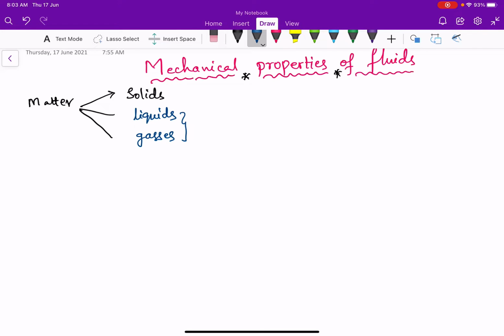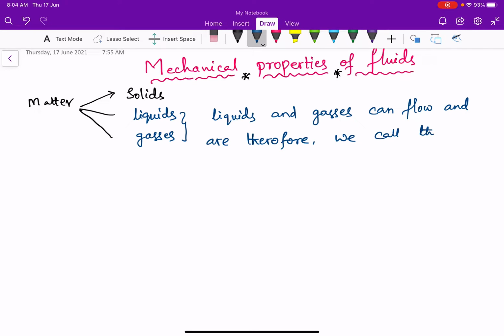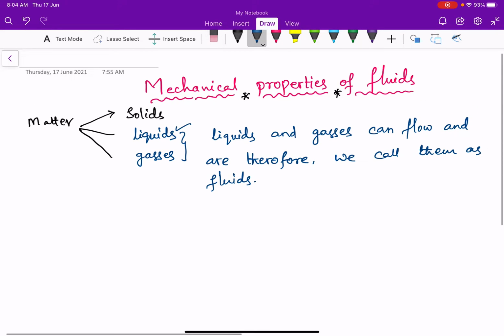So here, liquids and gases can flow, and therefore we call them fluids. Fluids are nothing but the materials which have the flow property. Both liquids and gases together are called fluids.